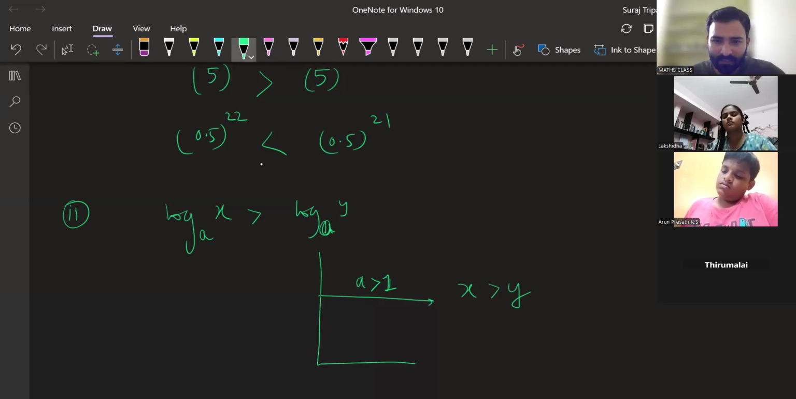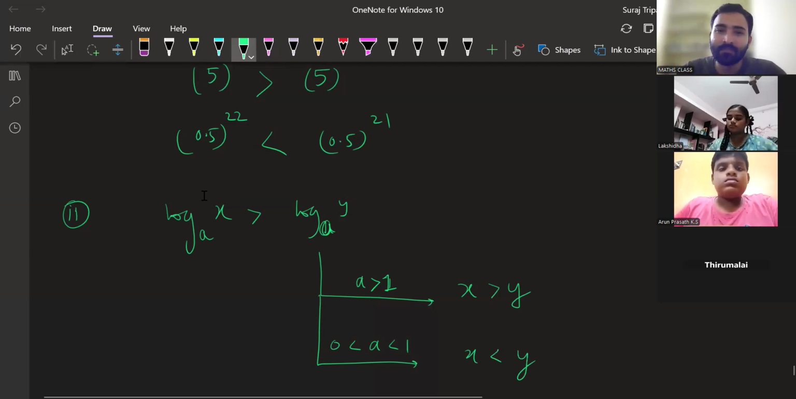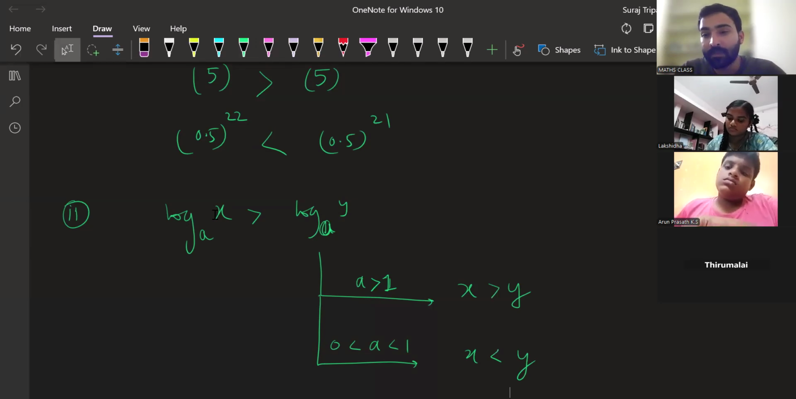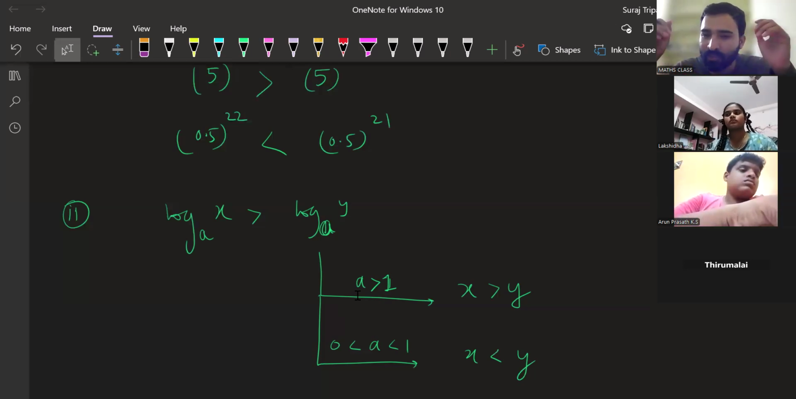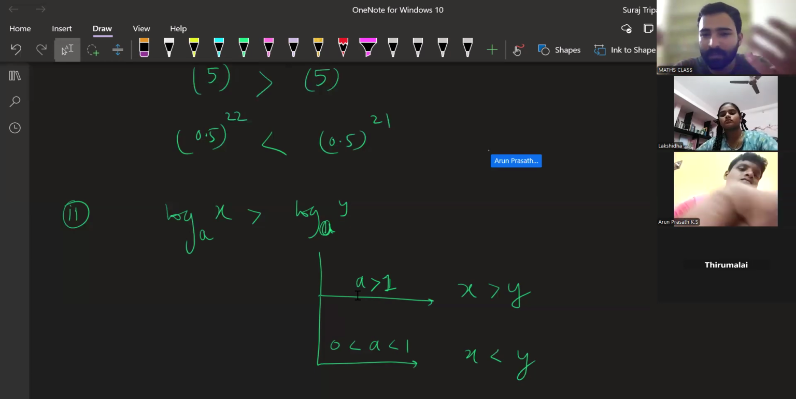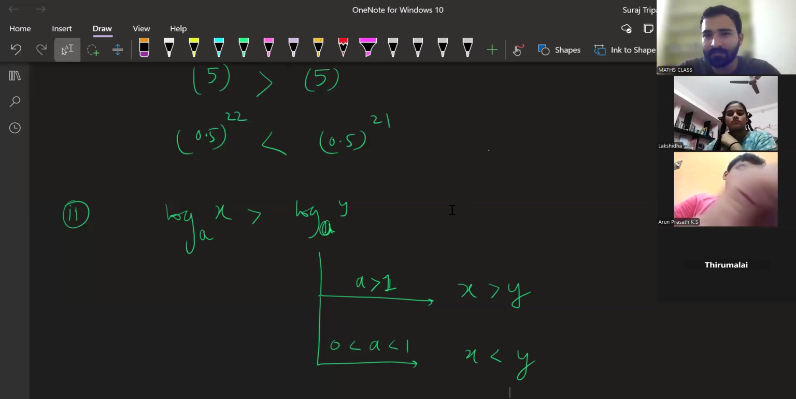Again, if the base is lying between 0 to 1, then the inequality will get changed, so x will be less than y. This is very, very important for log. You have to keep in mind that the inequality will depend upon the value of the base. That's why you have to consider two cases: when base is greater than 1, and when base is between 0 to 1. If in the base any expression is given, like x square plus 1, x plus 1, any variable, then you have to consider two cases. Case 1 is base greater than 1. Case 2 is base between 0 to 1. Then consider these two inequalities and solve. You will get some answer. In the cases, you have to take the intersection of the solutions.